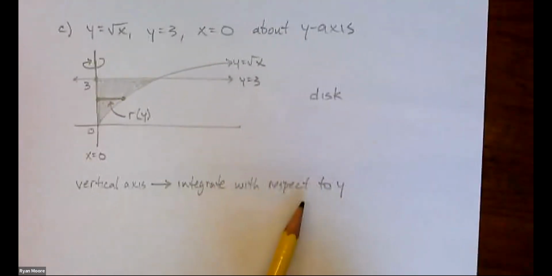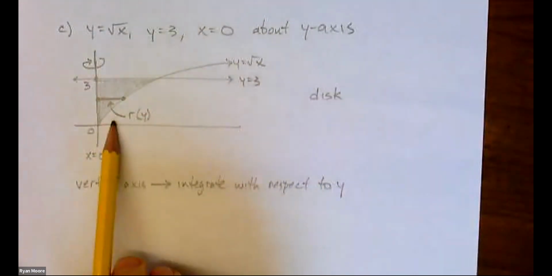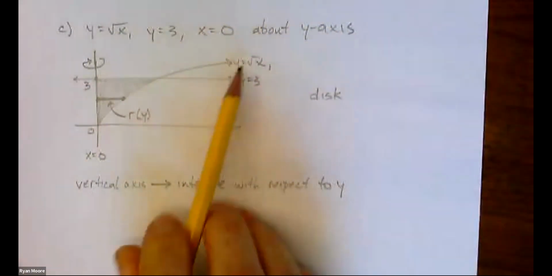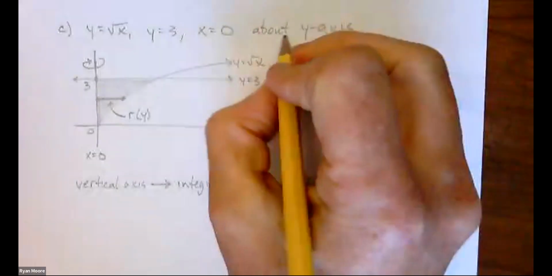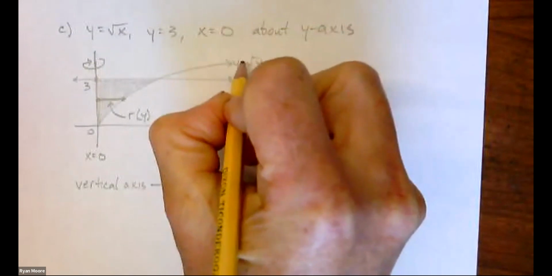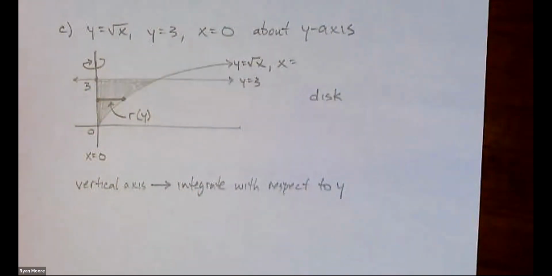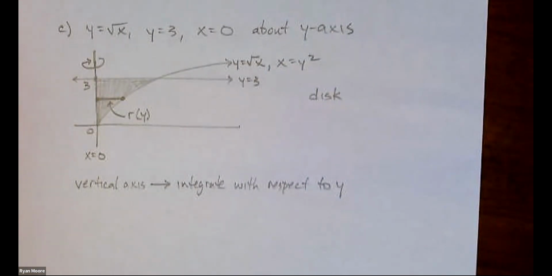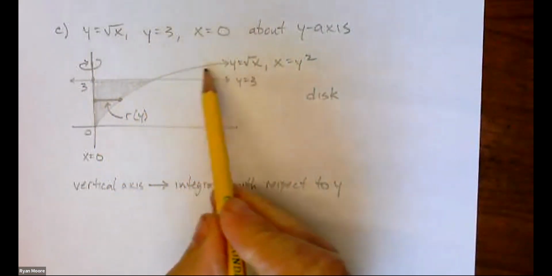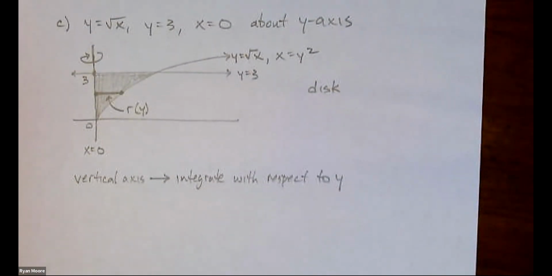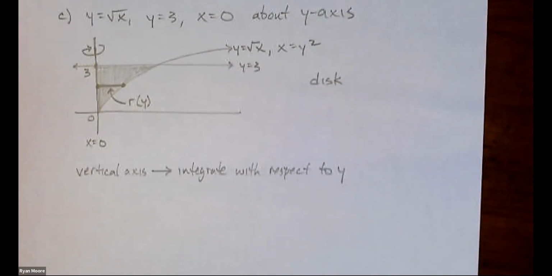Well, just like before, when we integrated with respect to y, we're going to have to rewrite any equations. Really, it's just going to be this one. Solve for x. If y equals the square root of x, what would x equal? Well, y squared, right? So we need to rethink of this curve as being x equals y squared.